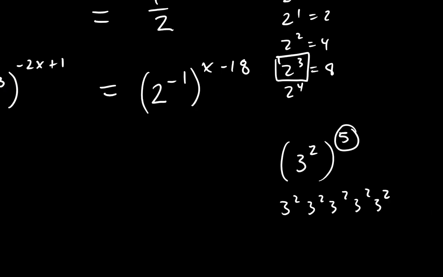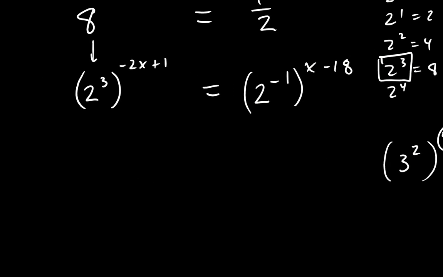So I can see that there's 1, 2, 3, 4, 5, 6, 7, 8, 9, 10. There are 10 factors of 3. So I don't have to write this out. I just have to remember, oh, that is 3 to the 2 times 5, 3 to the 10th power. So I'm multiplying here when I raise a power to a power.